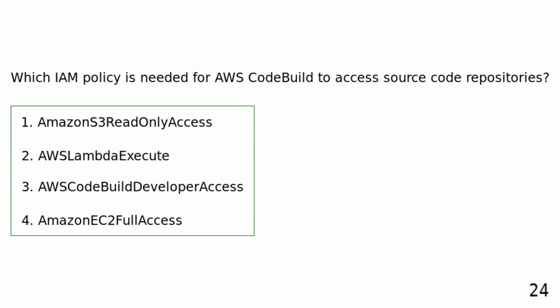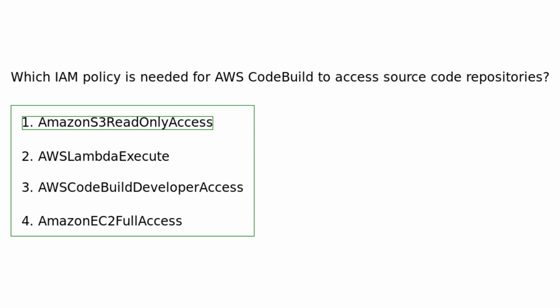Which IAM policy is needed for AWS CodeBuild to access source code repositories? Amazon S3 read-only access, AWS Lambda Execute, AWS CodeBuild Developer Access, Amazon EC2 Full Access. AWS CodeBuild requires the AWS CodeBuild Developer Access policy to access source code repositories.